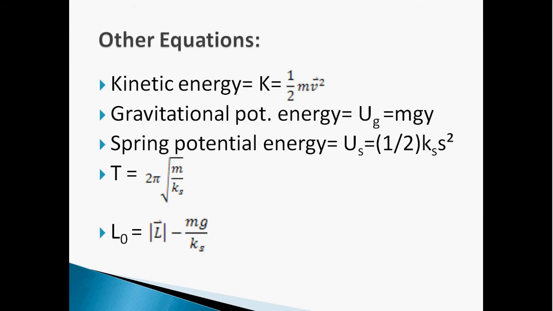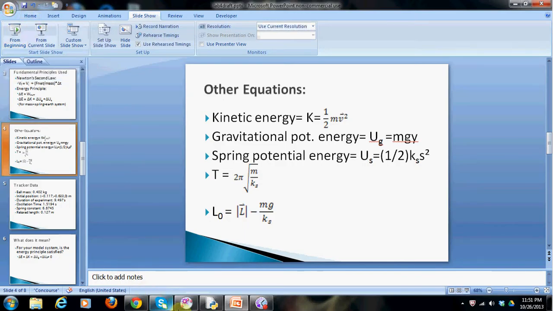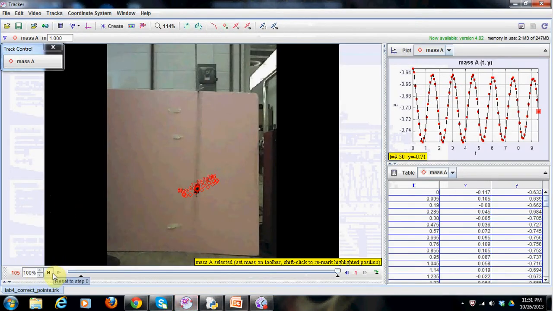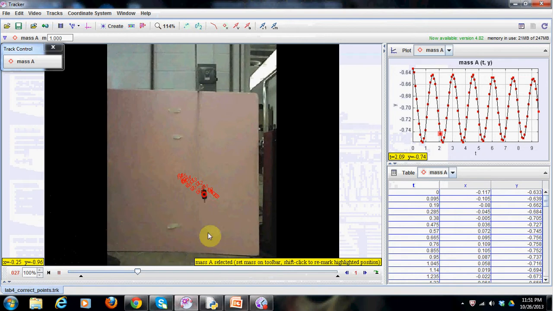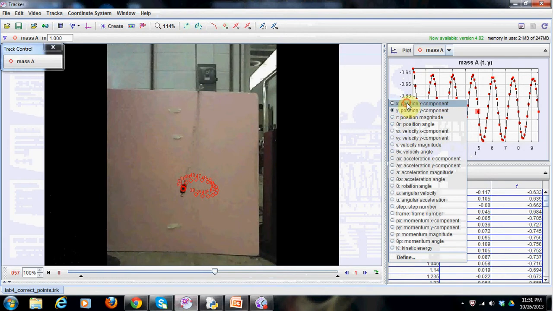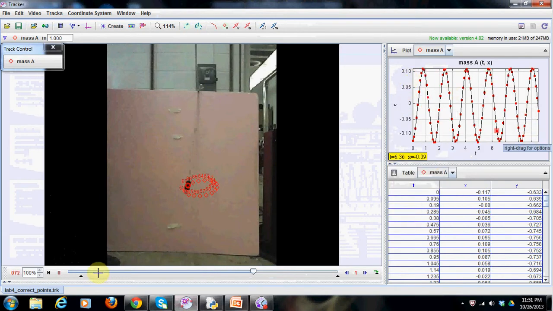And here are other equations that we will be using during our lab. In order to obtain the experimental data, we use a Tracker video, which is shown here. And right here is plotted the y positions versus time, and you can also see the x positions versus time.